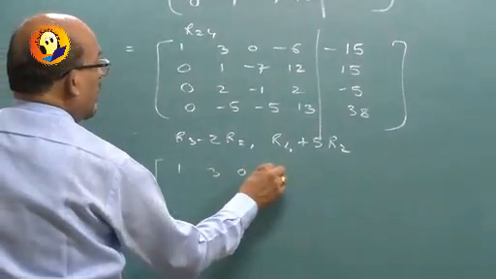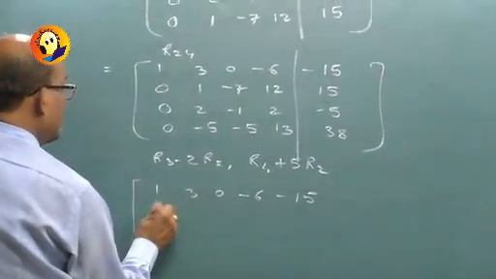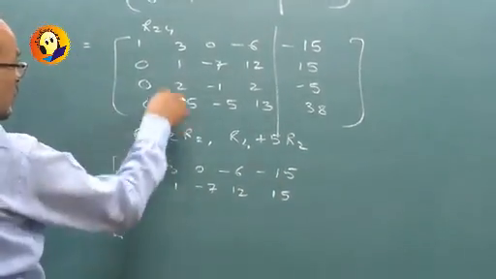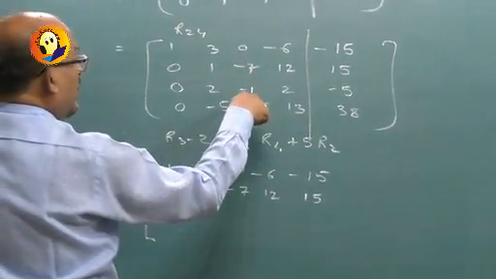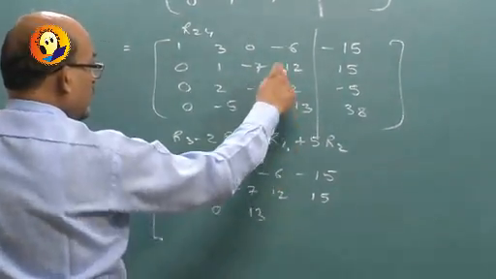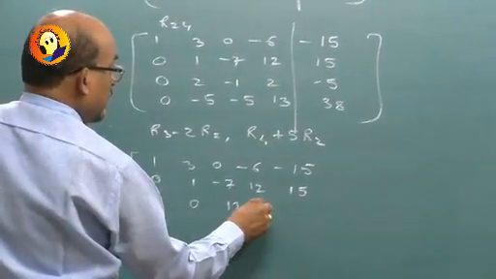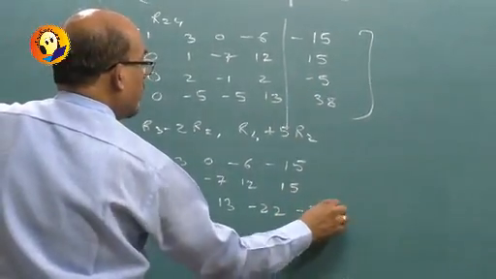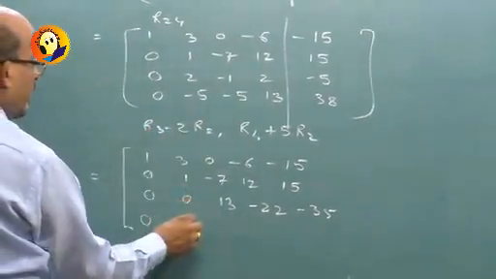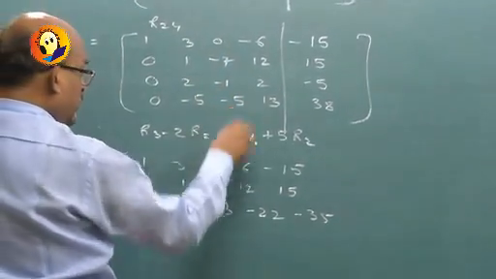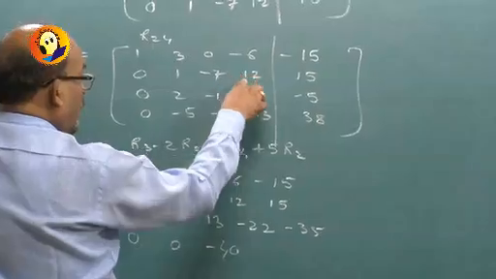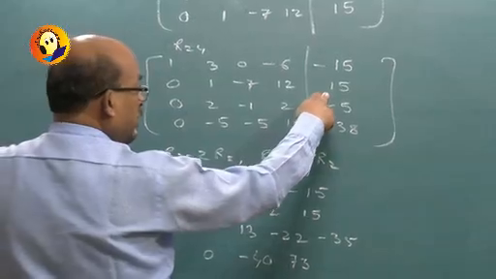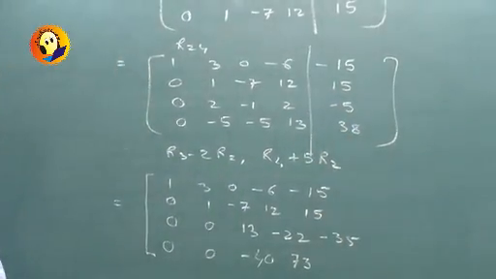1 3 0 minus 6 minus 15, 0 1 minus 7 12 15. Then it is 0, this will be 0, subtracted twice, so becomes 13, subtracted twice becomes minus 22, subtracted twice becomes minus 35. 0 added 5 times 0, added 5 times becomes minus 40, added 5 times 73, added 5 times 75 and 40, 113.